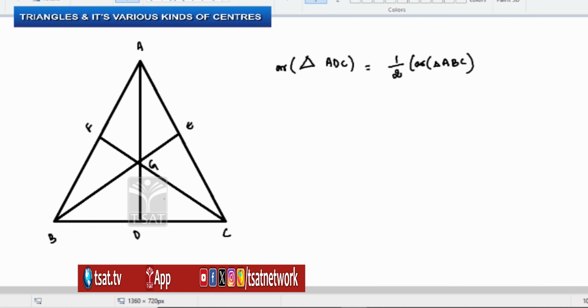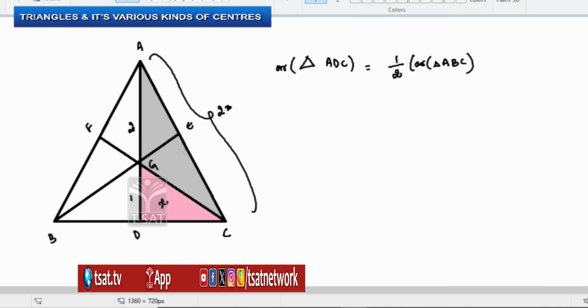And you also look at only the pink part and the hash color part. We know that the centroid divides the median in the ratio 2:1. Therefore, this area is one part, and this entire hash color one is two parts. Therefore, I am taking it as 2x. This hash color area, specifically naming it AGC, is 2x.